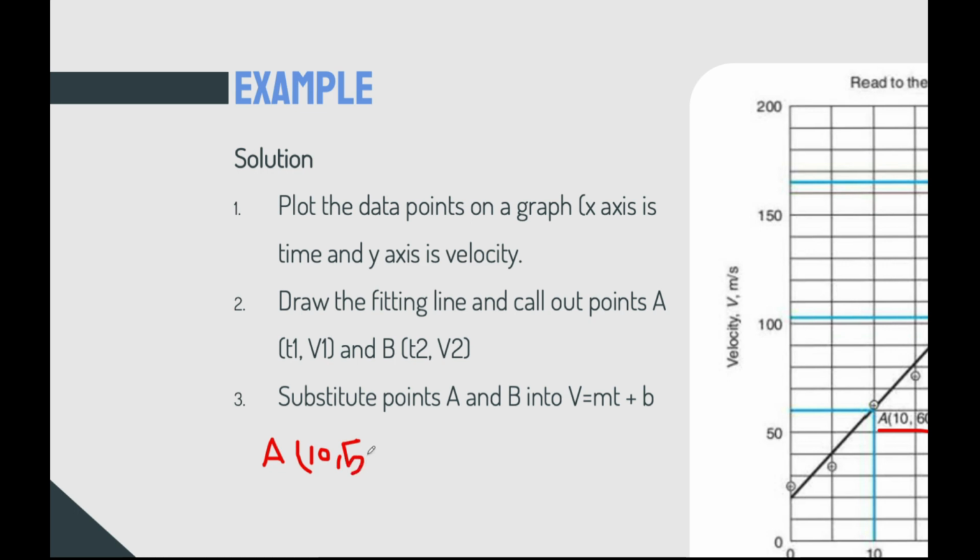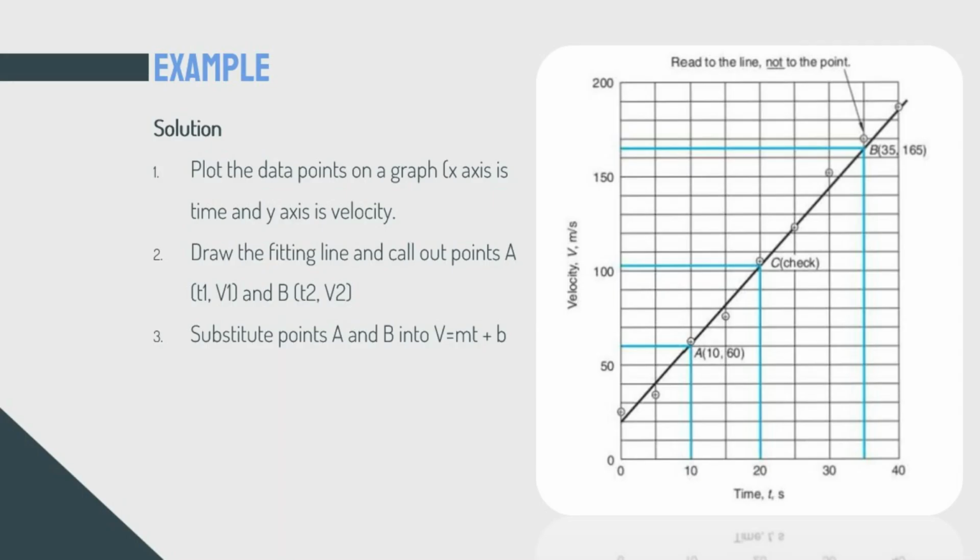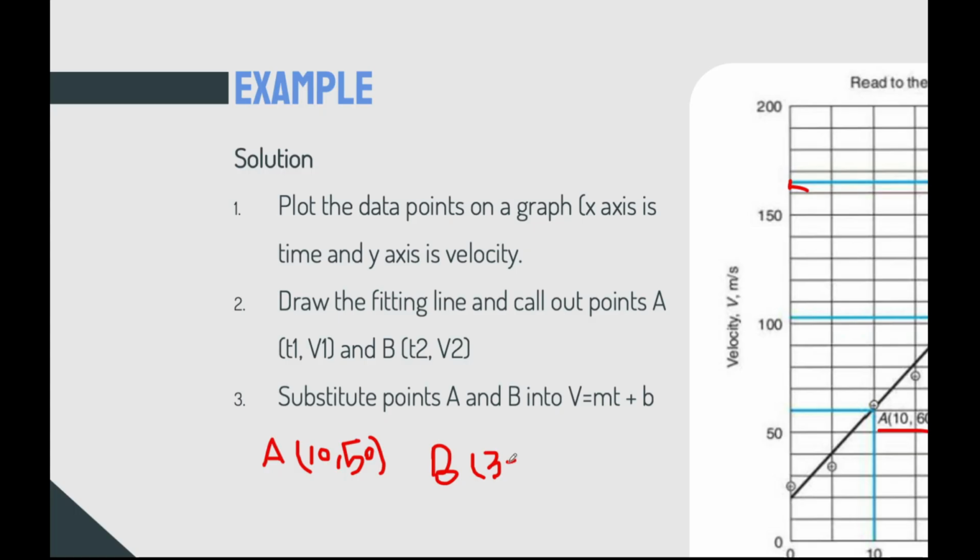Forgive me here, I'm writing on my touchpad. Okay, and B is 35, he's giving it to you, 35 and 165. How do we know that? We go down to the x-axis where it hits between 30 and 40, that we assume is 35. And here, almost 165. So B is 35, comma, 165.